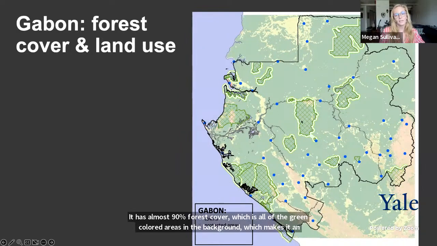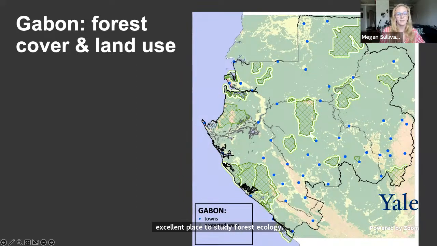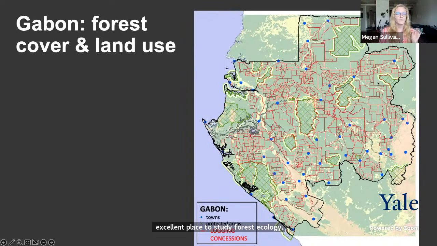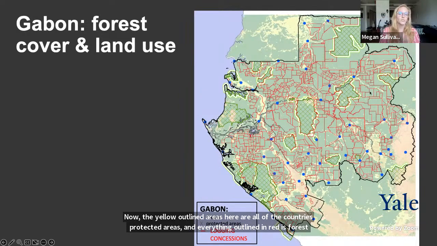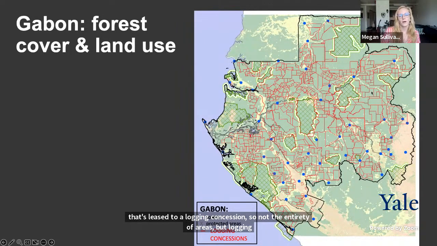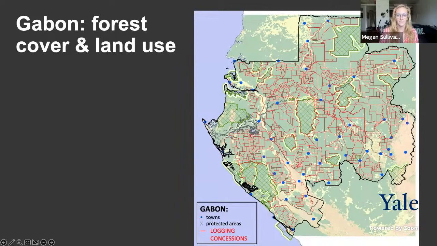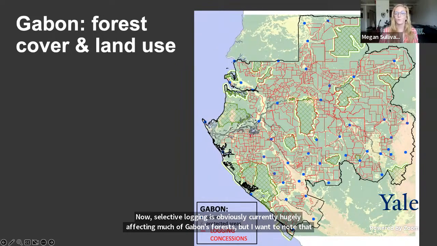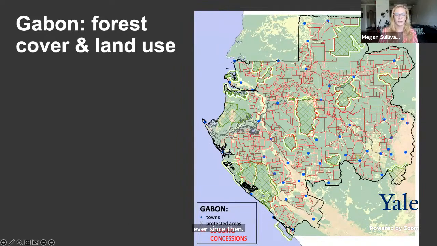Now, the yellow outlined areas here are all of the country's protected areas, and everything outlined in red is forest that's leased to a logging concession. So not quite the entirety of forest areas outside of protected areas, but logging permits do cover 60% of the land area of Gabon, which is a pretty sizable chunk. Now, selective logging is obviously currently hugely affecting much of Gabon's forests, but I do want to note that in Gabon, logging started in the 1800s, and this high level of forest cover has been maintained ever since then. So it does seem like Gabon has been doing something right in terms of sustainable forest management.